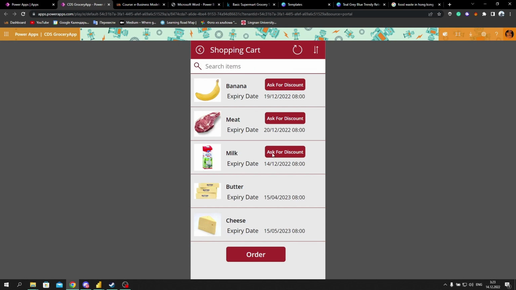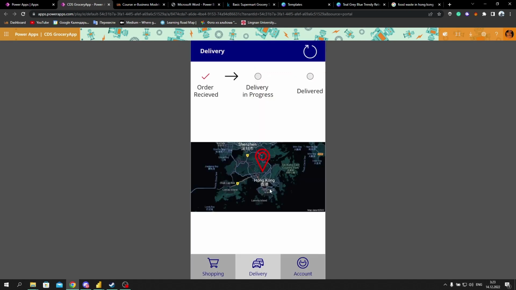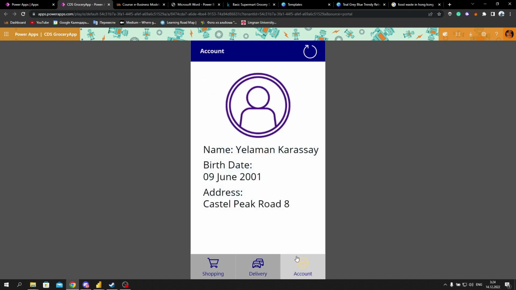When they order, they will have information about the driver who is going to deliver it, and they can simply call him or wait until it comes. People will leave their information in their account when they log in, so the delivery man can find them easily.